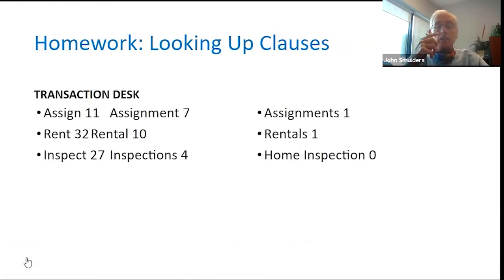Transaction desk has the same problem as web forms. When you're in transaction desk searching, you can try "assign," and it has 11 responses. "Assignment" has 7. "Assignments" has 1. "Rent" 32 responses. "Rental" 10 responses. "Rentals" 1 response. "Inspect," you have 27. "Inspections," you have 4. And believe it or not, when you're in transaction desk and you look at "home inspection," it has 0. Oh my goodness.